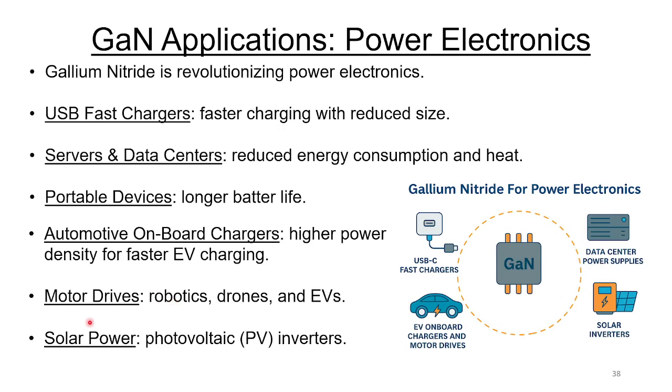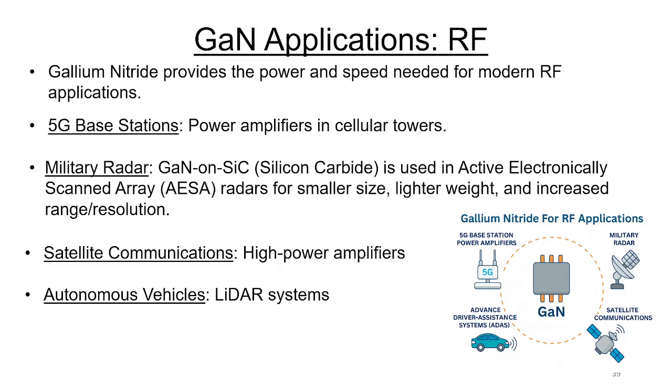And the last topic I wanted to mention was solar power, not necessarily for the photocells themselves, but for the inverters, where you're converting the low voltage produced by the solar cells into a higher voltage used for charging a battery. The next application I want to talk about was radio frequency, or RF. And gallium nitride provides the power and speed necessary for many modern RF applications. And I've just listed a few of them here. We have 5G base stations. These are the power amplifiers up on the cell towers.